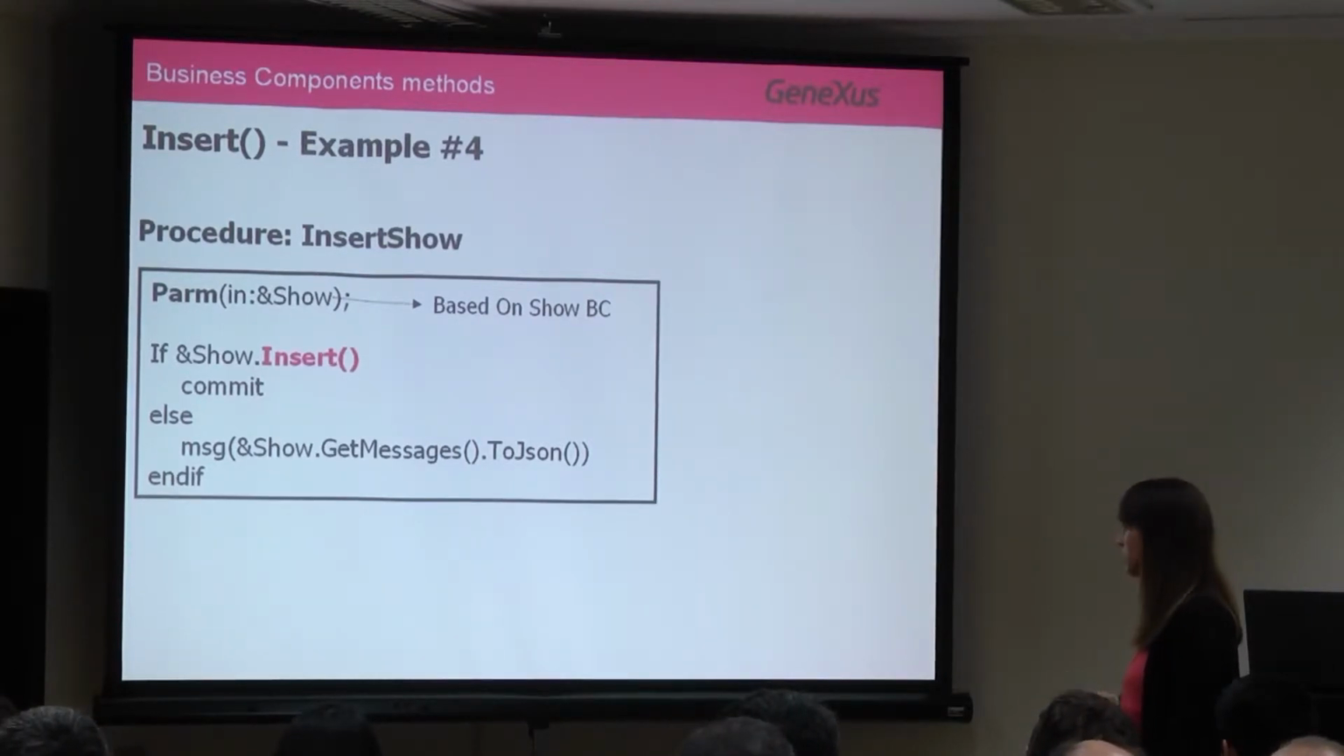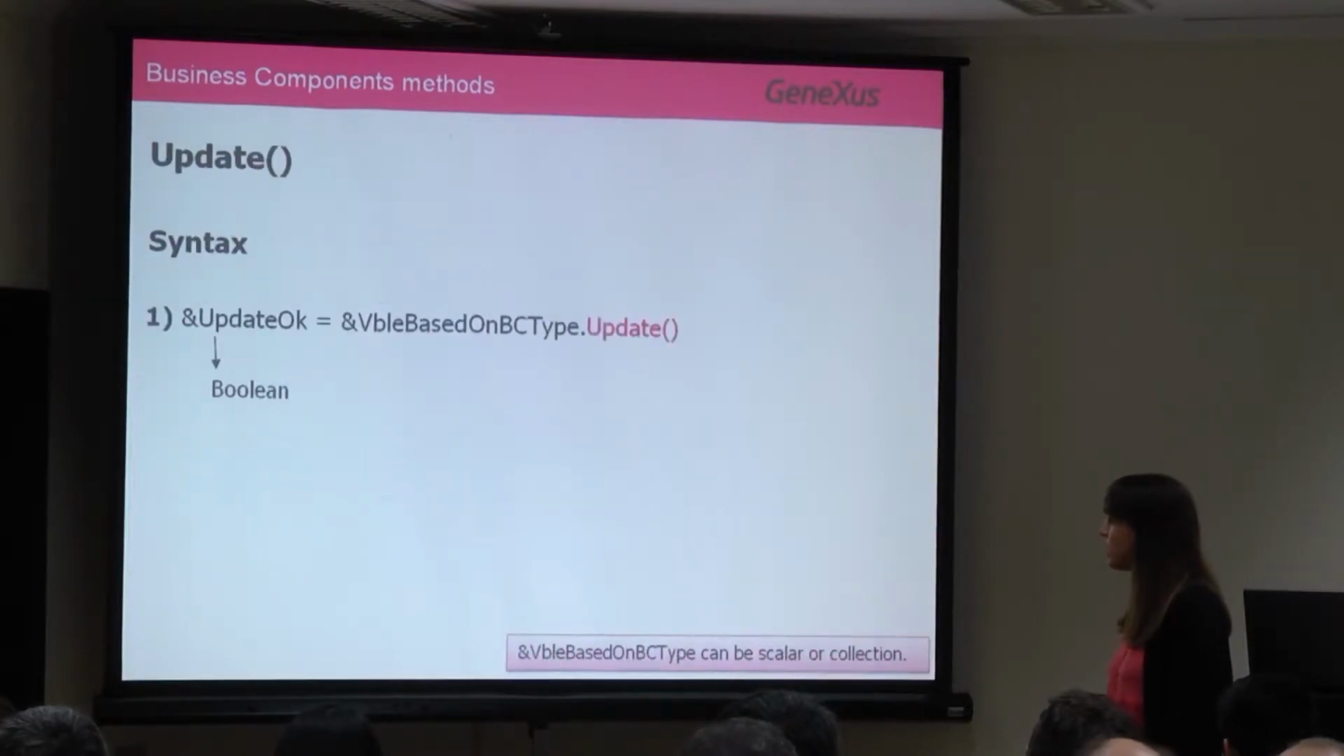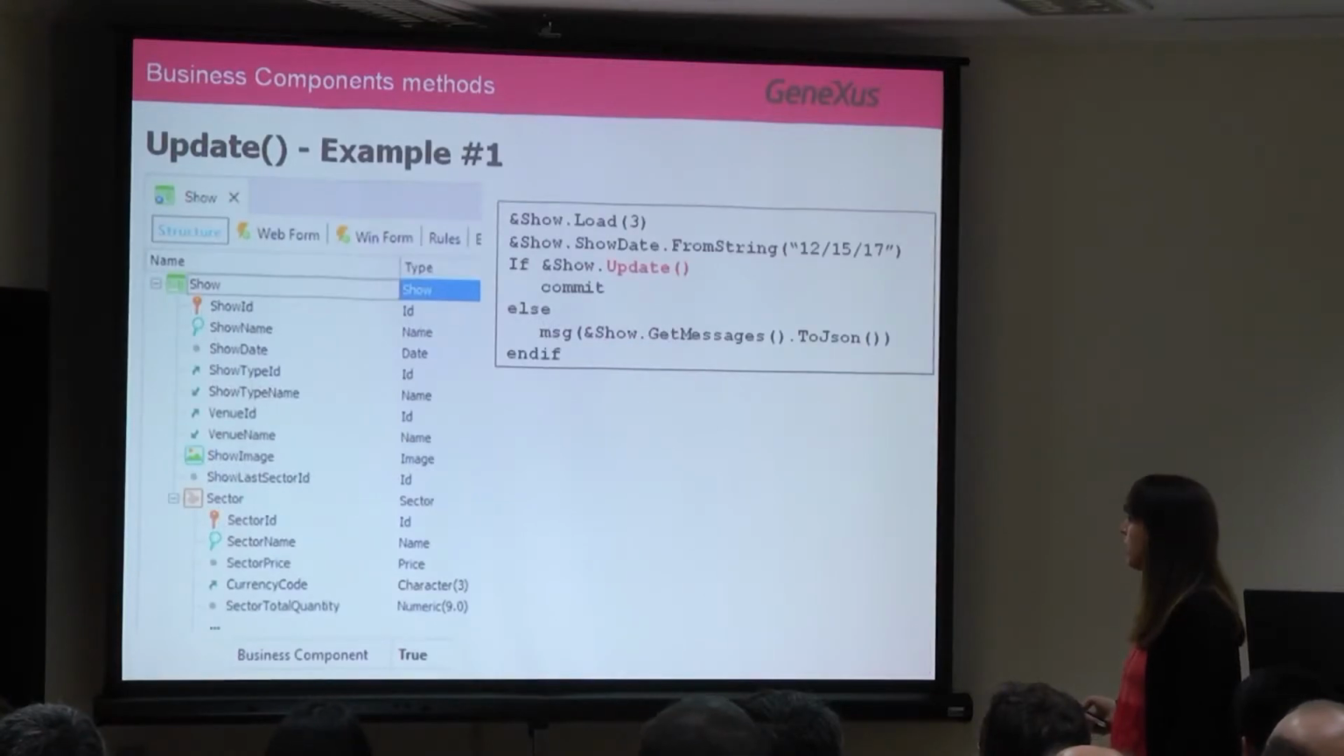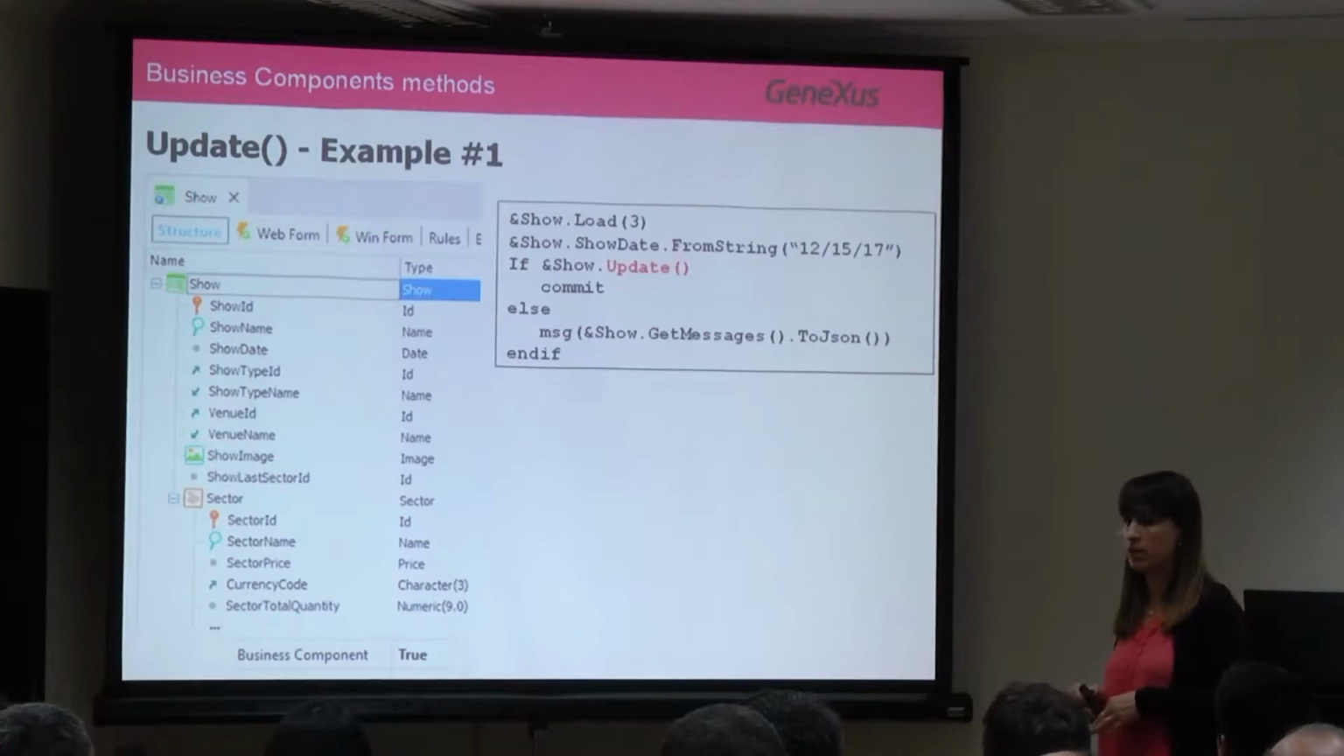In the past, maybe the mode was wrong and it didn't do what I wanted. So if it's okay, I do commit. Otherwise, I extract the errors. Now, the update method, the syntax is analogous. The variable is based on the business component. I apply the update method, or I ask what you see here, and let's look at an example.